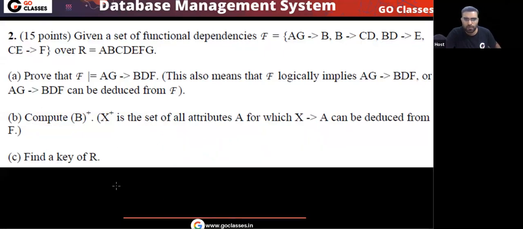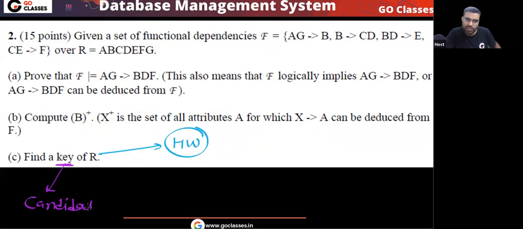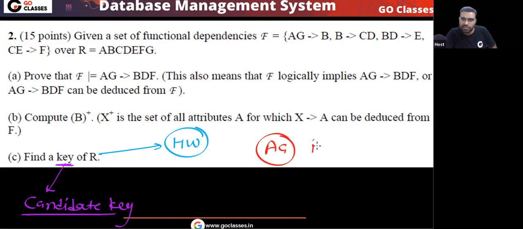What about the next one? Find a key of R. We have already seen how to find a candidate key. When I say key, that simply means candidate key. So already one candidate key we have found. If you notice, AG was one of the candidate keys. Is there any other candidate key?